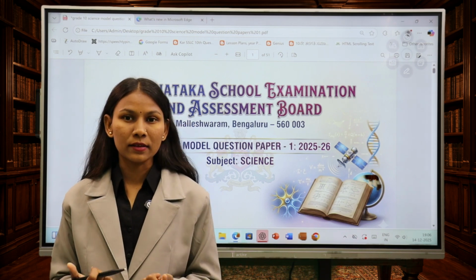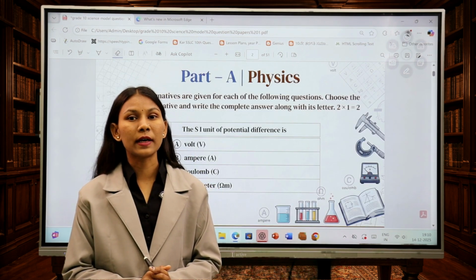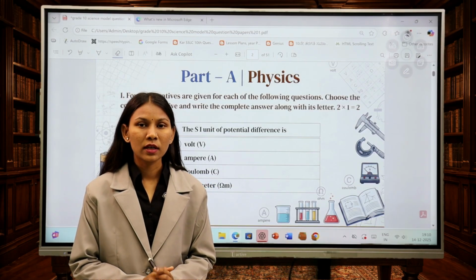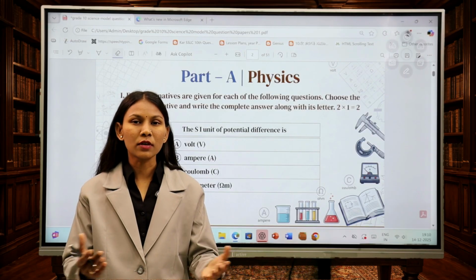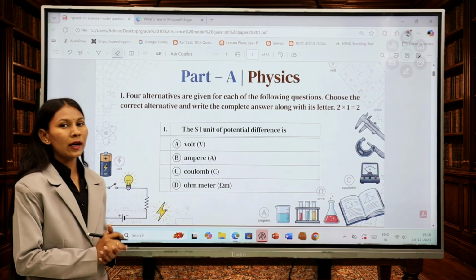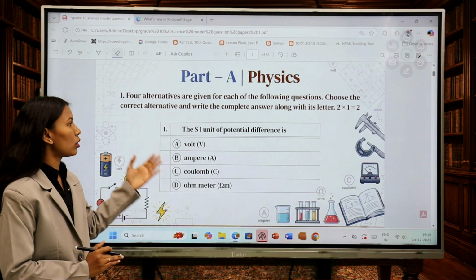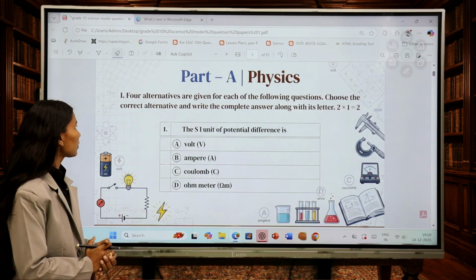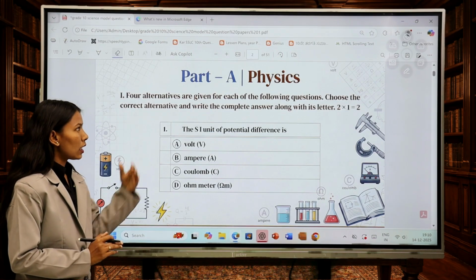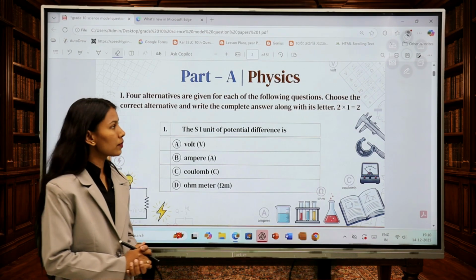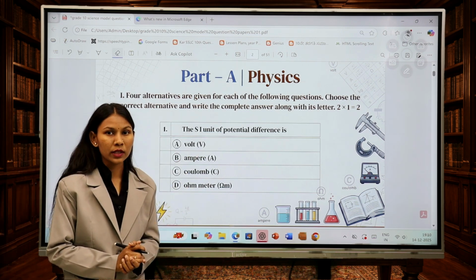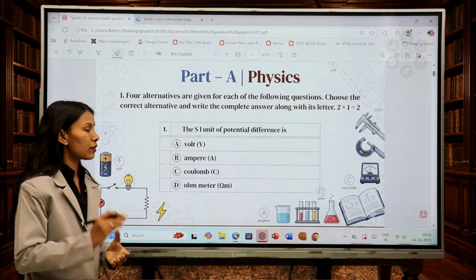So let's get started. As you all know, the question paper is divided into three parts, that is part A physics, part B chemistry and part C biology. So let's not waste much time in this. Let's get started. From part A, that is physics, let's go through our first main, which has two questions of 1 mark. Four alternatives are given for each of the following questions. Choose the correct alternative and write the complete answer along with its letter. Let's see the first question.